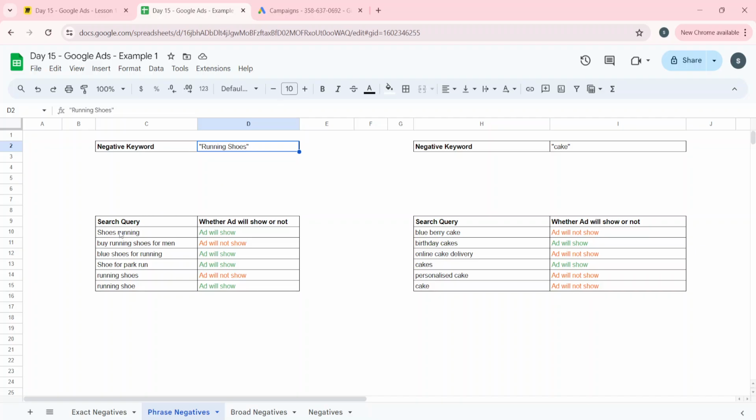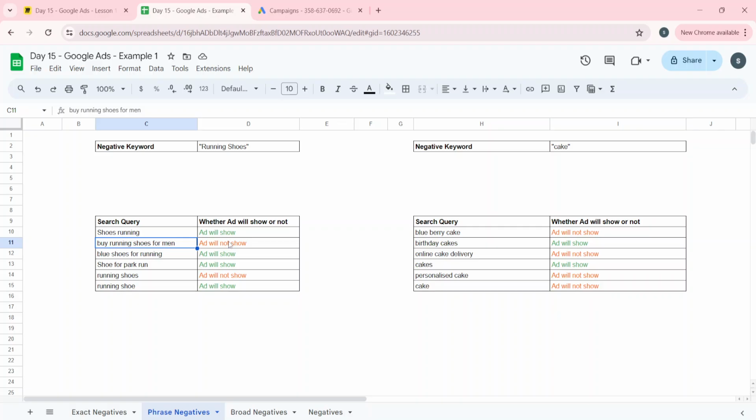Suppose in this query, shoes running, the words just got jumbled here. So in this case your ad will show, because as I said, this is a phrase match, that means this running shoes should be as it is, but it will consider if there are any extra words in front or back of these words. Okay, in the second example, if you see, buy running shoes for men.